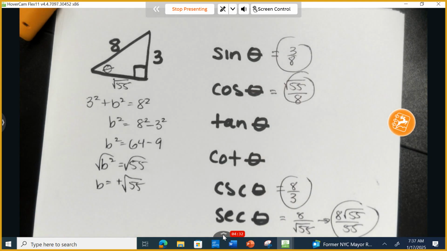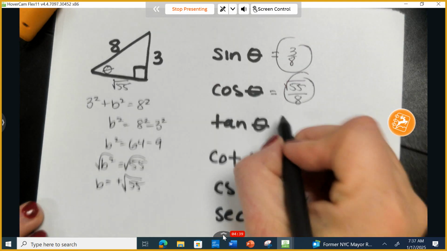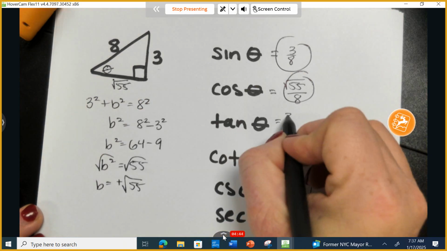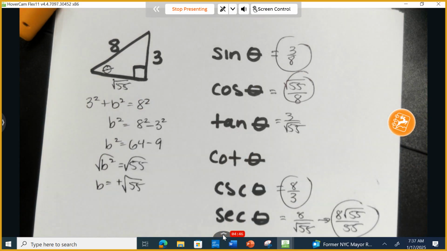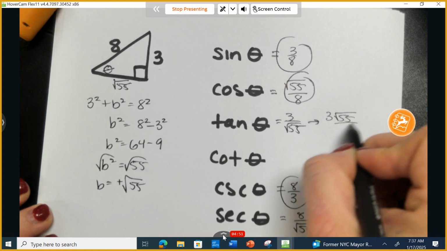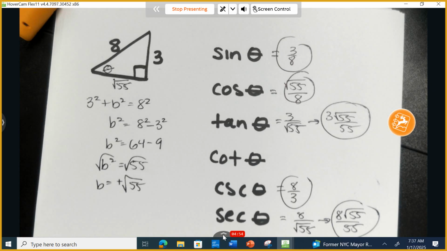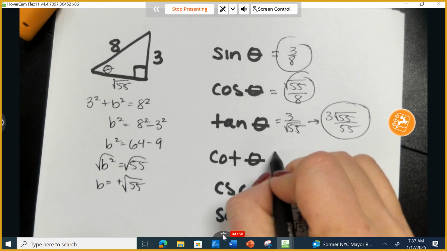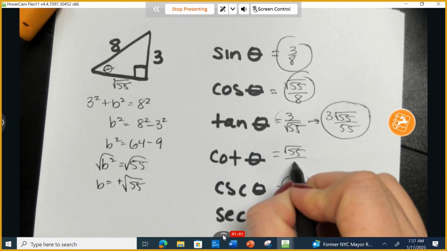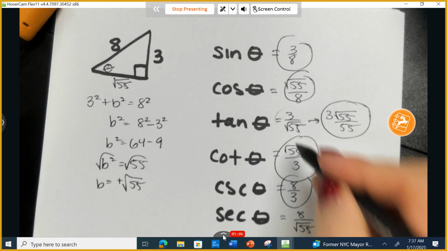And lastly, yes, tangent can be stated as sine over cosine. The long way would be to take this fraction and divide by this fraction, but there's another way that we can achieve this answer. Tangent is opposite over adjacent, so 3 over radical 55. Again, that's not wrong mathematically, but the proper way is 3 radical 55 over 55. And you may be saying, why do you take time to write down 3 over radical 55? Because when I identify the reciprocal of tangent, I can see that all I have to do is flip this, and now it is already in proper form.